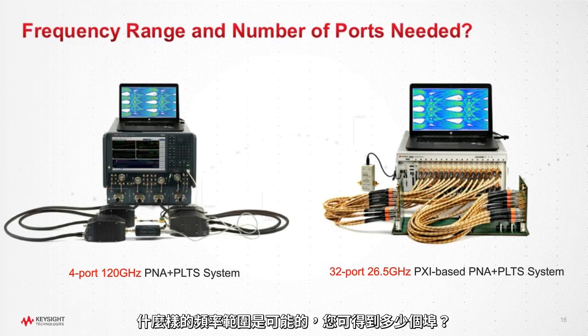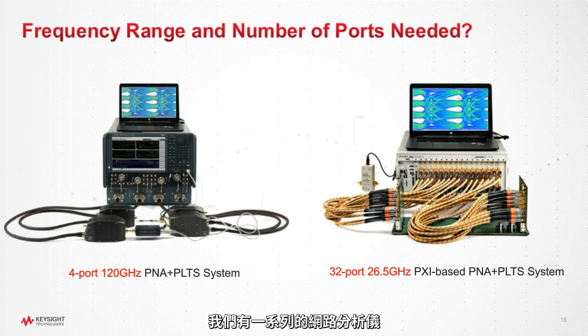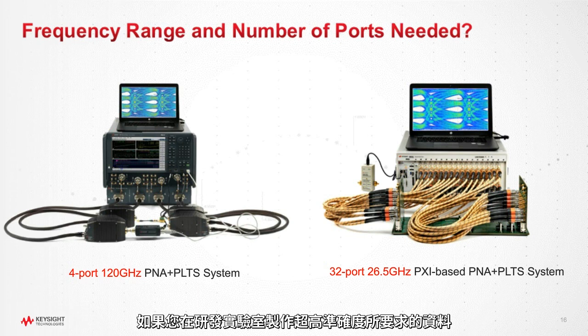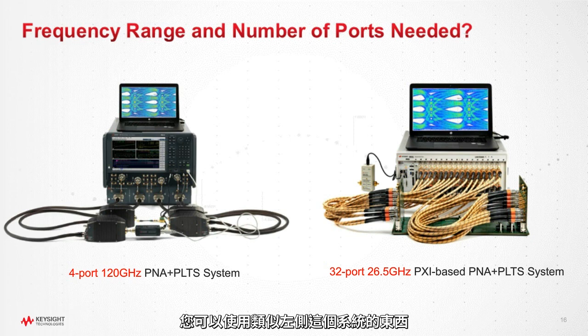Now, what kind of frequency range is possible and how many ports can you get? Well, we have a whole family of network analyzers, and if you're in the R&D lab making very high frequency, ultra accuracy required data, you can use something like this system on the left. 4-port, 120 gigahertz performance network analyzer plus physical layer test system software. And as you can see, there are 4 remote heads here that are designed by Keysight that are configured and integrated into a system to have a broadband sweep from a very low frequency all the way up to 120 gigahertz.